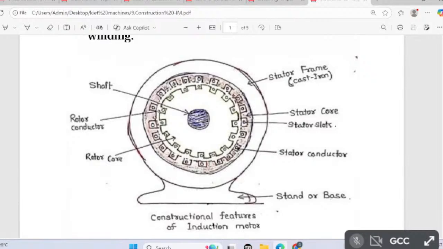So this is about the construction of the induction motor. You draw this and you will get practice. And you compare these three diagrams: DC generator, alternator and induction motor.